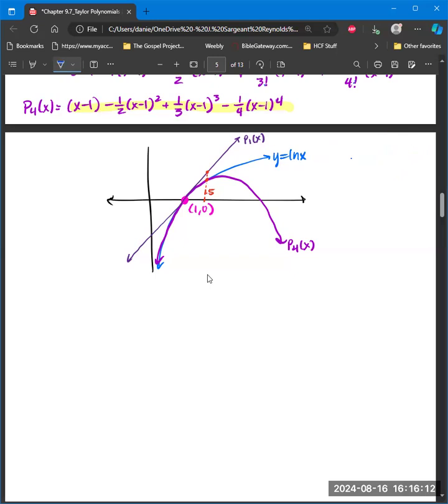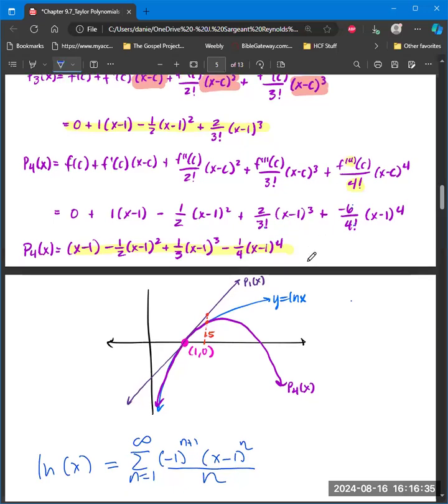So ln of x is exactly equal to the summation from n equals 1 to infinity of -1 to the n plus 1, x minus 1 to the n over n, is what it appears the pattern is up here.